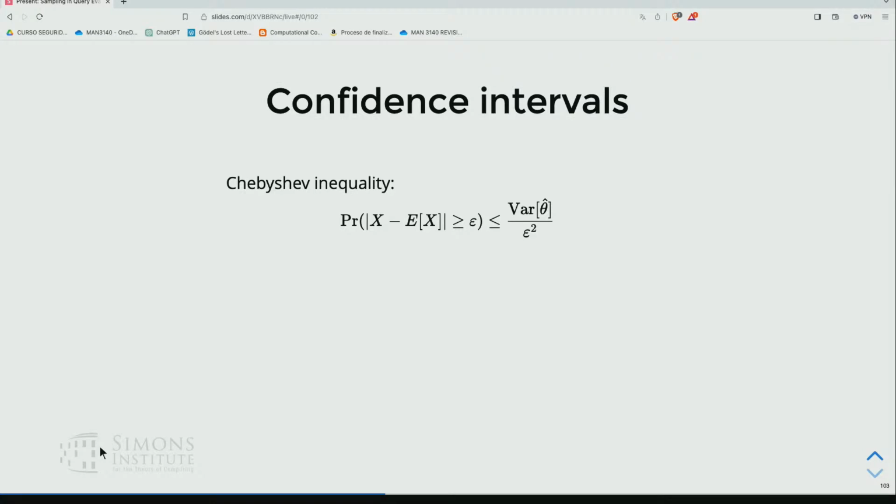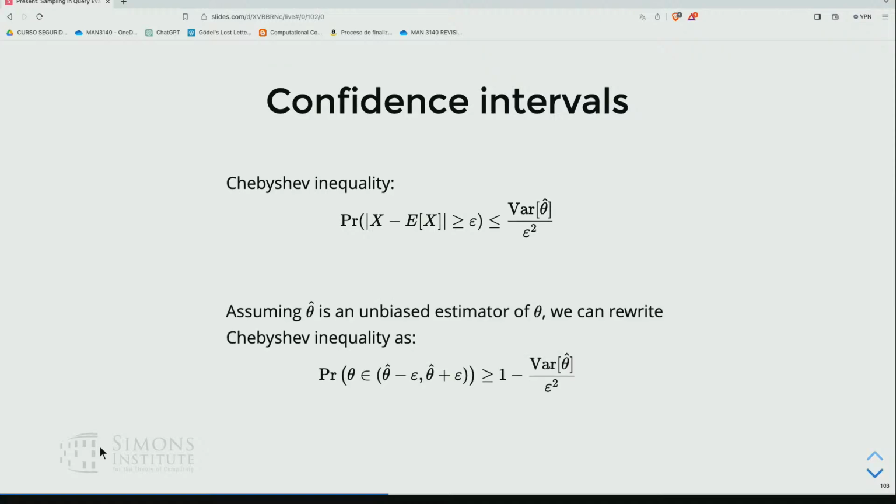You think about the probability that the absolute value of x minus the expected value of x is greater or equal than epsilon, and this is smaller than, sorry, this should be an x, the variance of x divided by epsilon squared, right? And if you put it in terms of an estimator, and you say that theta hat is an unbiased estimator of theta, then you can write this Chebyshev inequality as follows.